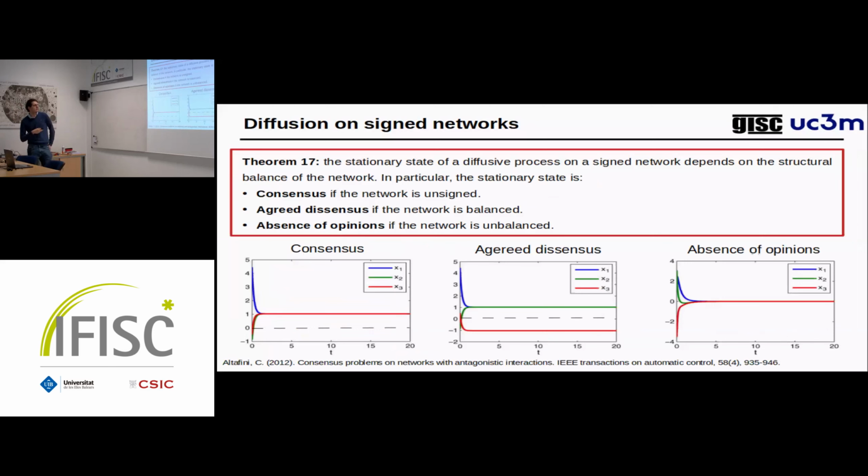So what we have seen is that in a signed network, the diffusion can have 3 possible stationary states. In the trivial case of a signed network with no negative edges, so an unsigned network is a type of signed network, a very boring type, but a type, you have consensus. All the nodes converge towards the same state.